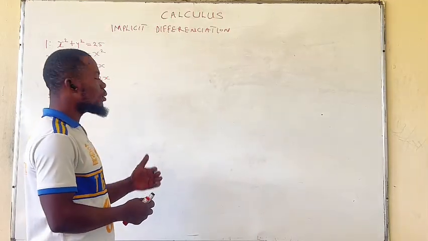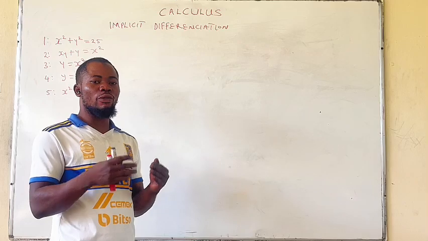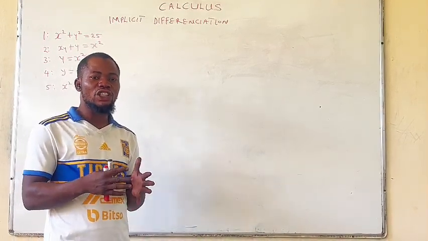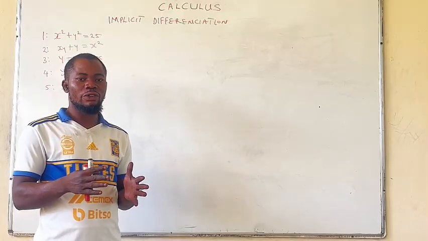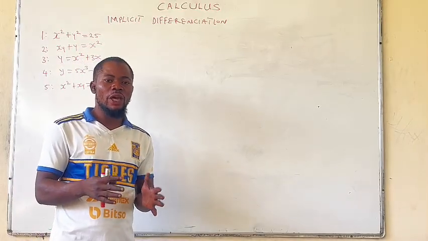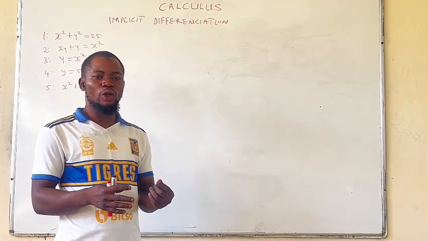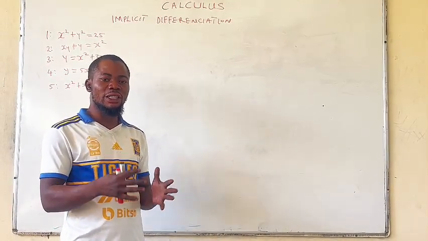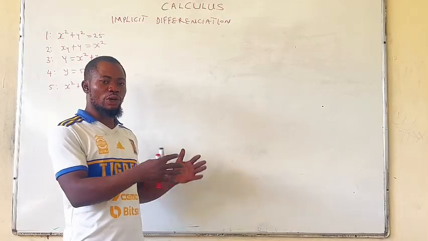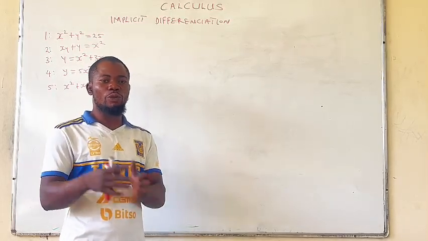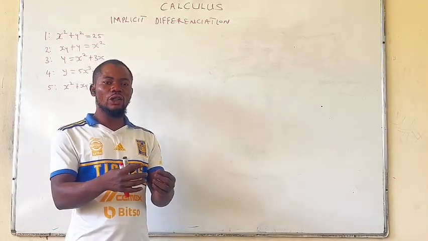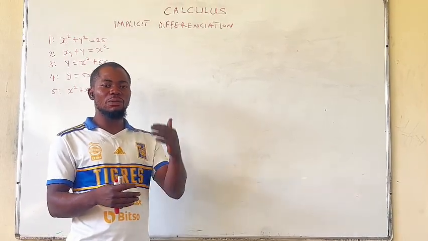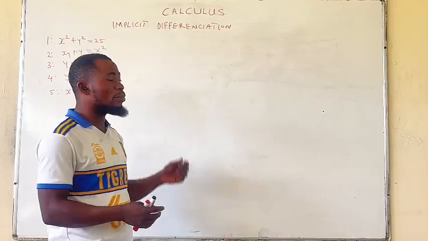The simplest steps you can follow while doing implicit differentiation are: first, differentiate each term. After differentiating each term, anywhere you differentiate y, you put dy/dx. After that, collect the like terms, those with dy/dx on one side and those without dy/dx on the other side. Then factor out dy/dx and make it the subject of the formula.